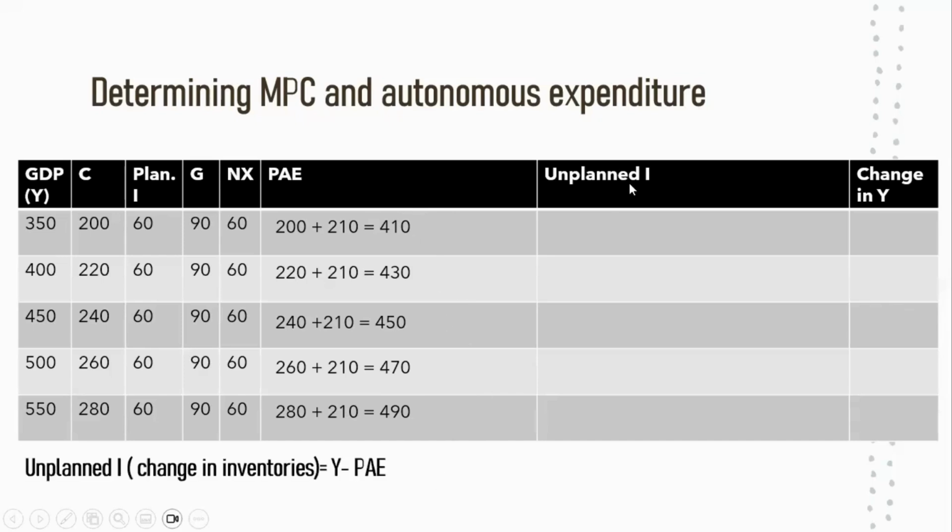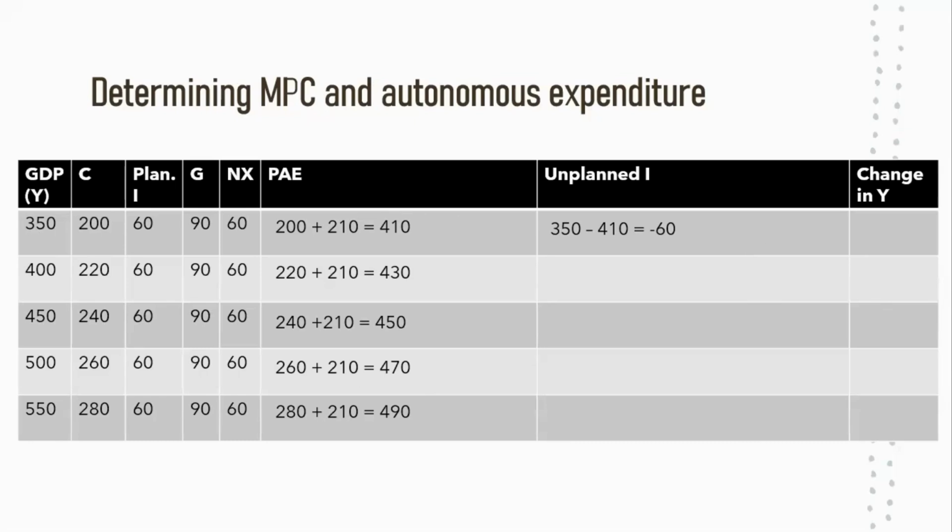Now we are going to solve for unplanned investment or the change in inventories with this equation of Y minus PAE. Y, remember that it is the GDP here, and we are going to subtract it by the newly found PAE. So we can start with the first one, which our GDP was 350. So 350 minus 410 equals negative 60. 400 minus 430 equals negative 30. 450 minus 450 equals 0. 500 minus 470 equals 30. And 550 minus 490 equals 60.